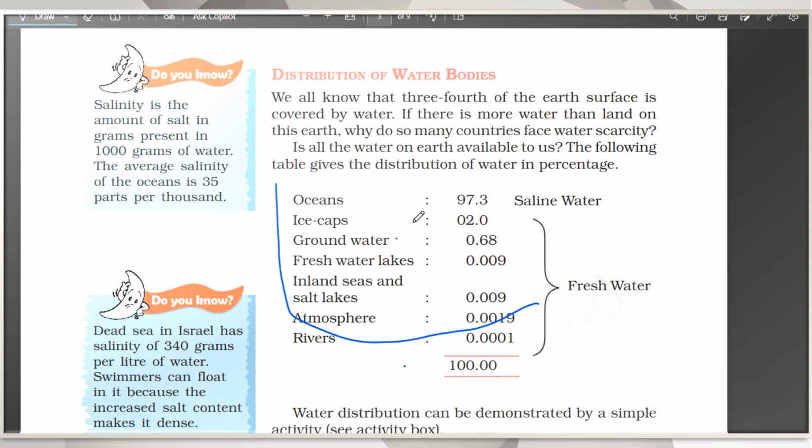So this much water is present, and fresh water means we can drink that water. That is fresh water, and it is available for us only this much. The saline water, we cannot drink it at all.